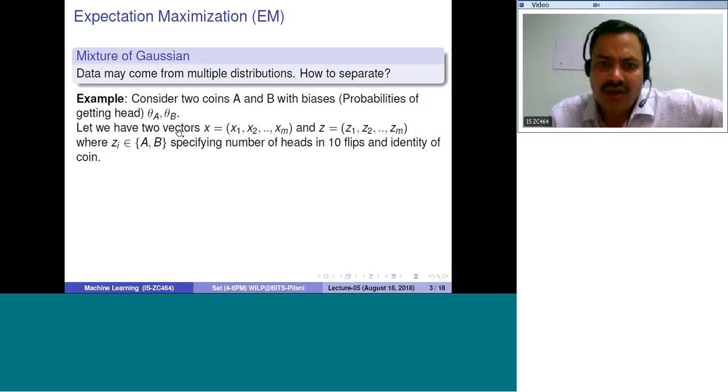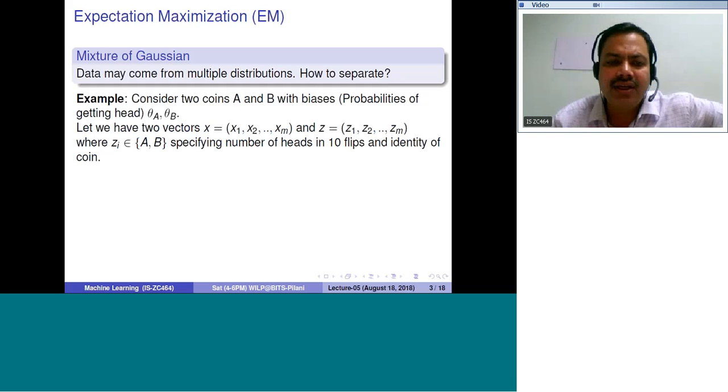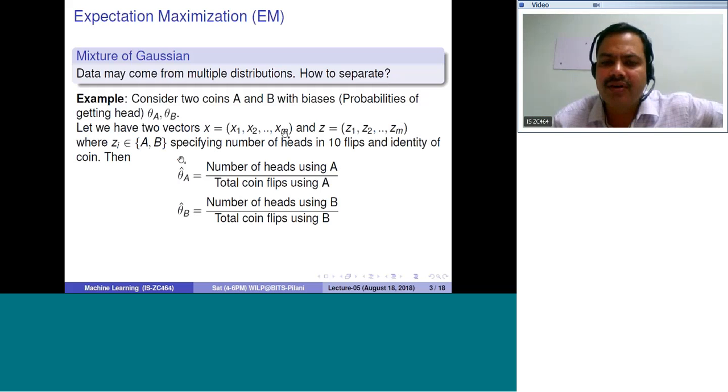So let's assume that x1, x2, up to xm represent the random variables, and z1, z2, up to zm represent which particular coin I have selected. So zi can be coin 1 or coin 2, and therefore this particular value you can tell.